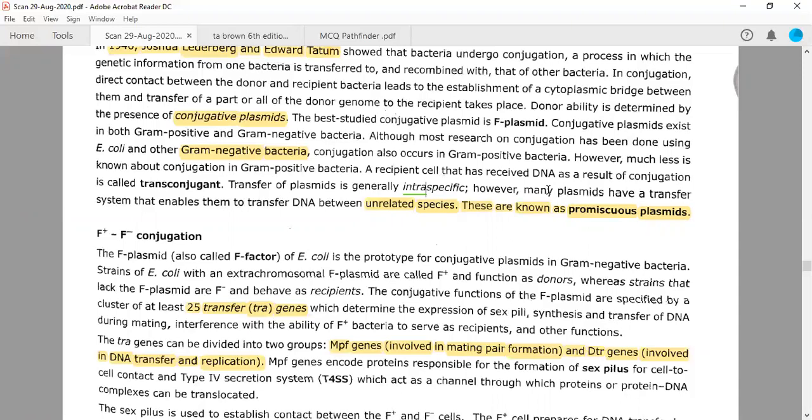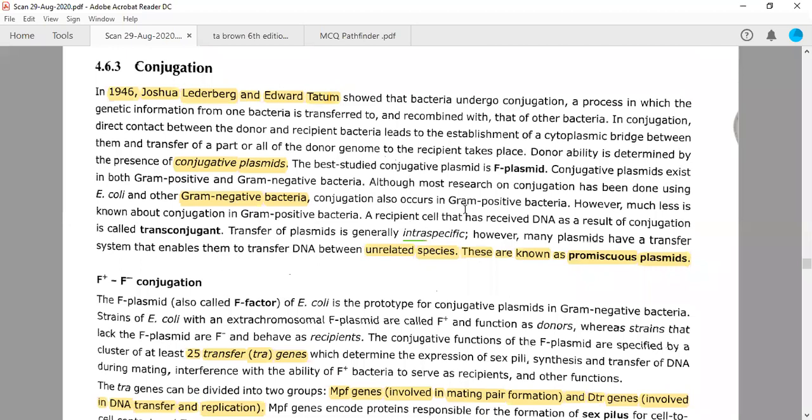However, many plasmids have transfer systems that enable them to transfer genes between unrelated species. Rarely it has happened, but it is also reported that with the help of conjugation, bacteria can transfer genes between unrelated species also. When it transfers genes between unrelated species, it is given a term called promiscuous plasmids, right? So these are responsible for transfer in unrelated species. But mostly the transfer of plasmids via the conjugation process takes place in the same population, meaning the same species.